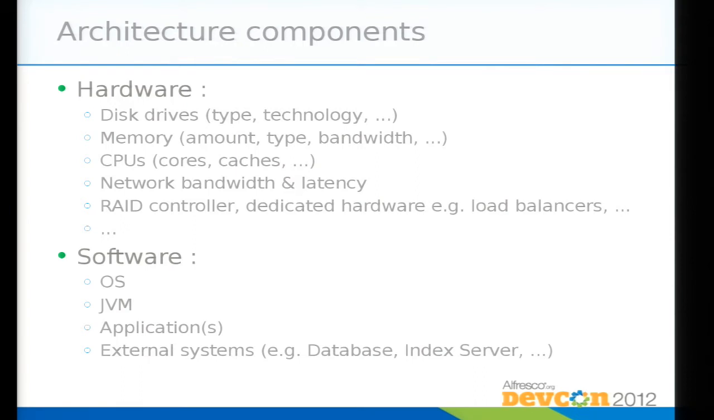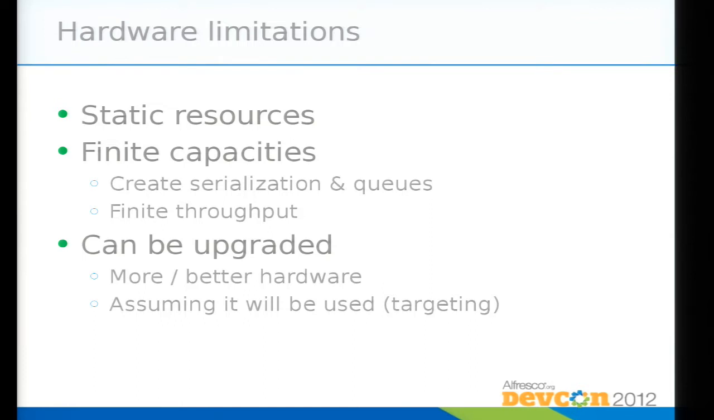And for all these hardware components, you must not forget that they have limitations, meaning that you are given a set of static hardware, and that's what you have to work with. So you would have finite capacity for all these elements that we just mentioned. So if you cannot upgrade it, you have to work with it. And if you're putting too much stress on one component, that will create serialization and queues on that hardware. So this is something that you have to work with.